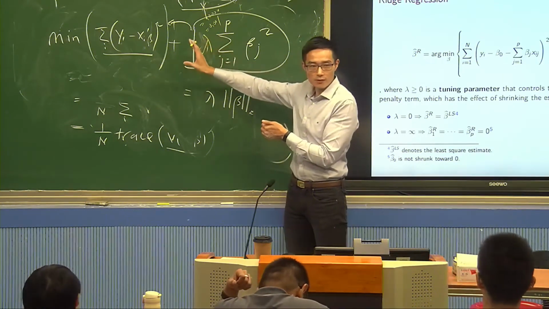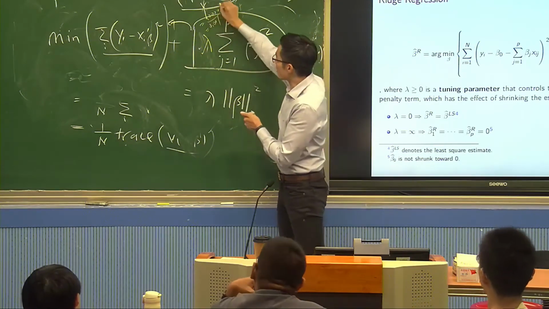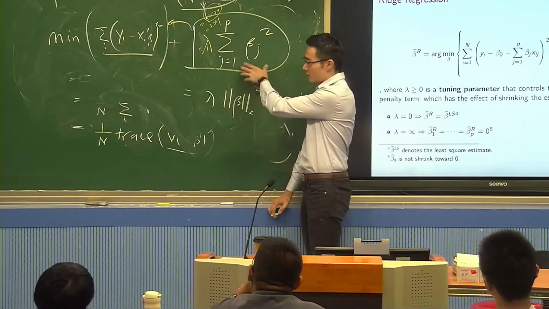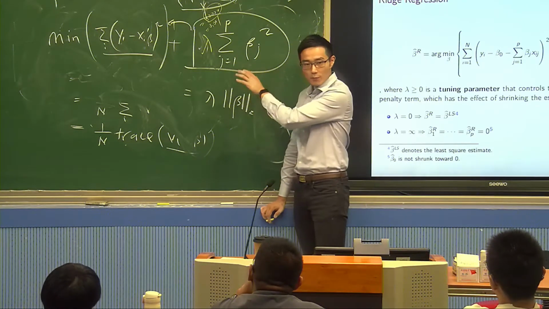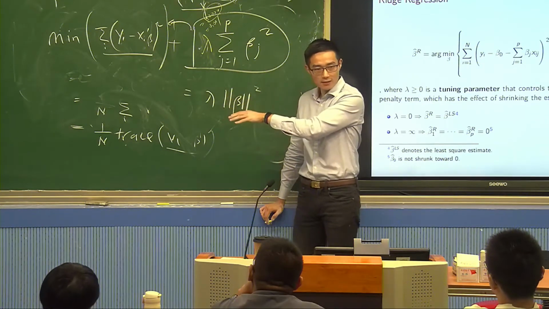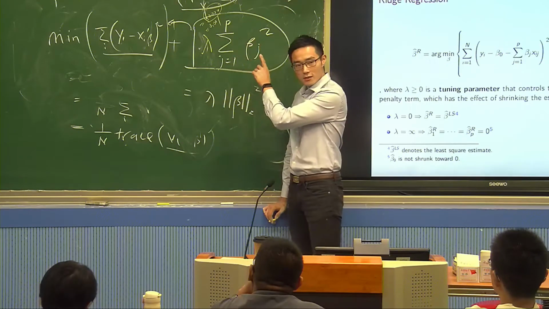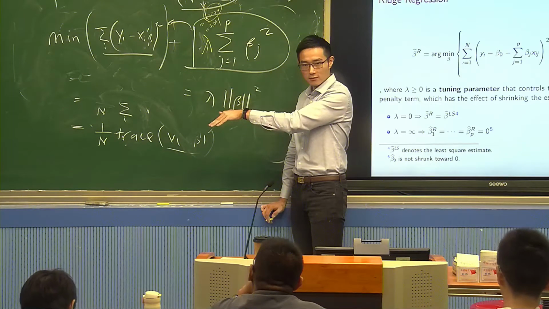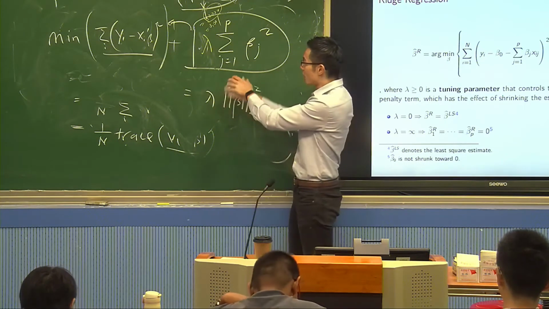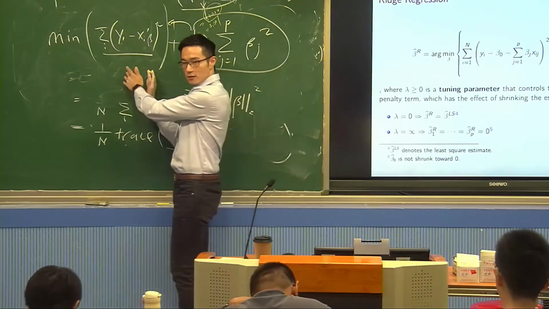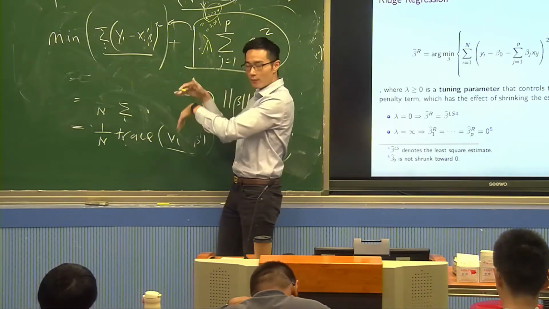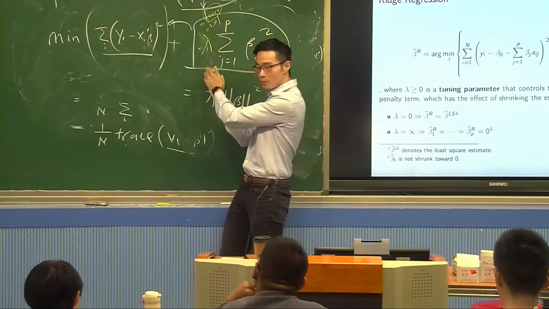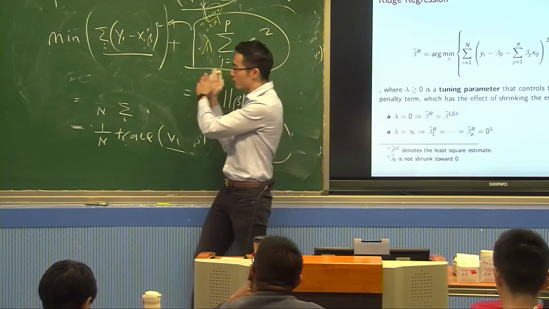But what is the meaning of this lambda? Well, if lambda is really large, what happens? Then the size of beta will be more important in determining the final loss. So in other words, if lambda is larger, then we are penalizing the size of beta more. We're shrinking beta more towards 0. Everybody agrees? Lambda is like how important this part is relative to this part. So if lambda is very large, then I don't care how good my model fits. I just want to make beta as small as possible. If lambda is very small, then I don't care about the size of beta. I just want to find a better fit.